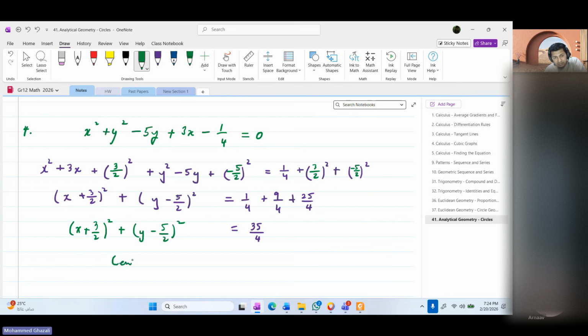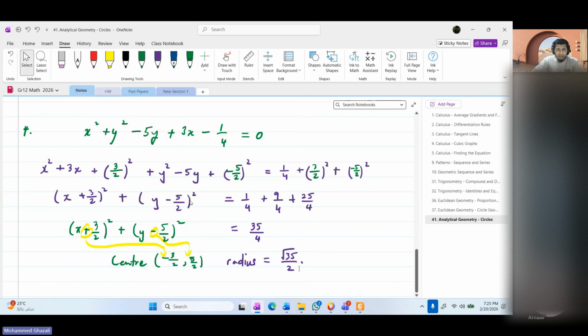So the center is negative 3 over 2 and 5 over 2. Remember to take the opposite sign. See, I took an opposite sign from here, right? I took the opposite sign from here, and the radius is equal to the square root of 35 over the square root of 4, which is 2, right? You can write this in decimal form. I hope you guys understood that, right? So it's not so bad.